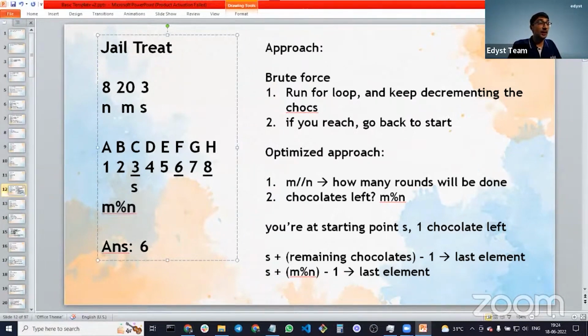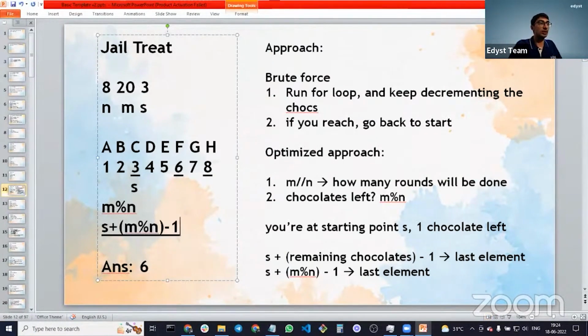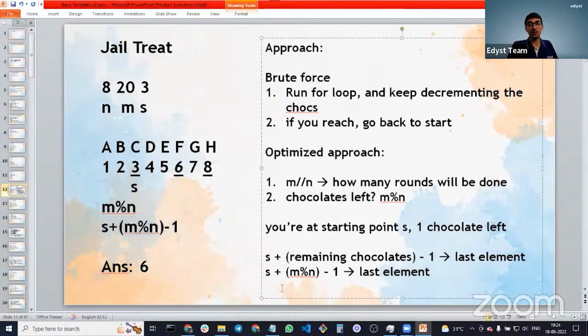If there is 1 remaining chocolate, I want to give it to S. 2 remaining chocolates means I want to give to S plus 1. So the last person is S plus M modulo N minus 1. Subtract 1 from the remaining chocolates and add S. So 1 remaining chocolate, 1 minus 1 is 0, it goes to S. 2 remaining chocolates, 2 minus 1 is 1, goes to S plus 1. Does that make sense now? Did you understand that?